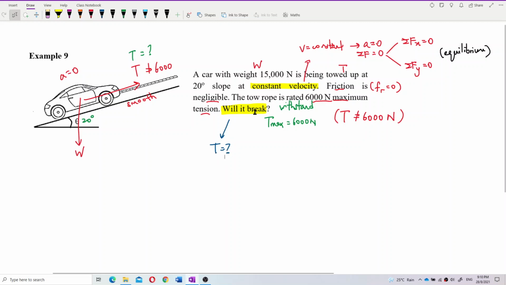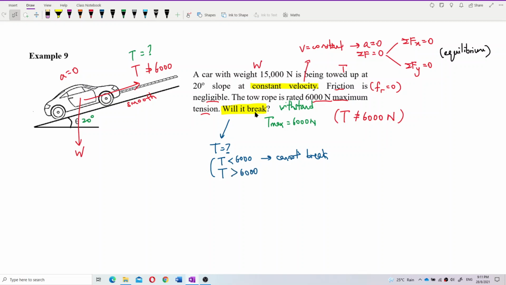To know whether it can break or not, we will have two conclusions. Either the tension is less than 6,000, then the rope cannot break. But if our tension is more than 6,000, it can break. Understand? If our tension is more than the maximum tension it can stand, the rope can break. So we need to find out the value of tension. This is our objective.